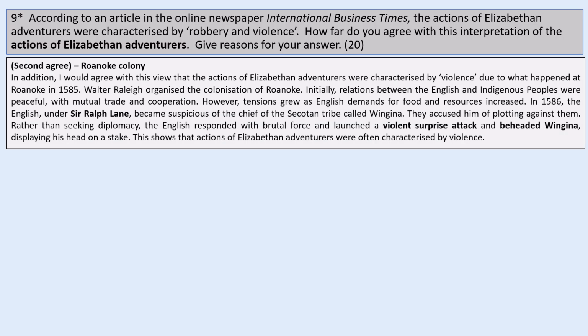Okay, another agree would be about the Roanoke colony. So in addition, I would agree with this view that the actions of Elizabethan adventurers were characterised by violence due to what happened at Roanoke in 1585. Walter Raleigh organised the colonisation of Roanoke. Initially, relations between the English and indigenous peoples were peaceful, with mutual trade and cooperation. However, tensions grew as English demands for food and resources increased. In 1586, the English under Sir Ralph Lane became suspicious of the chief of the Secotan tribe called Wingina. They accused him of plotting against them. Rather than seeking diplomacy, the English responded with brutal force and launched a violent surprise attack and beheaded Wingina, displaying his head on a stake.